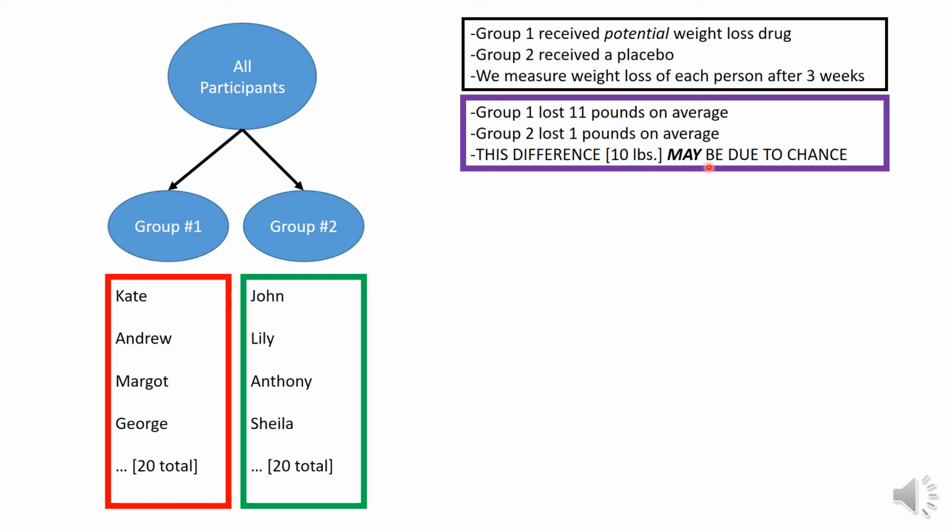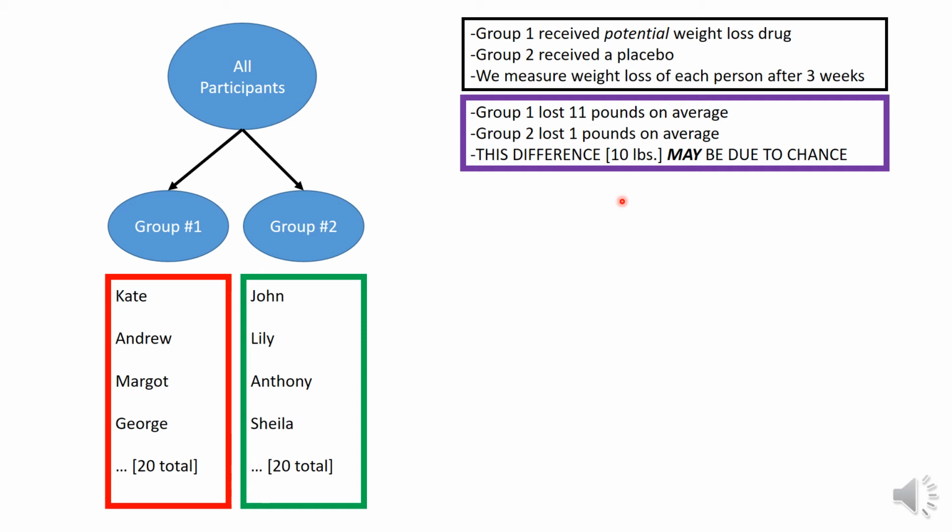If it's due to chance, what that is saying is that this drug is actually just a placebo. It doesn't actually have any physical effect on weight loss. That's the only reason why. And so group 1 having lost more weight was just a chance happening. This drug had nothing to do with it because it doesn't help you lose weight any more than a placebo does. So this difference may be due to chance. It may be the case that this drug is just as effective as a placebo is for weight loss.